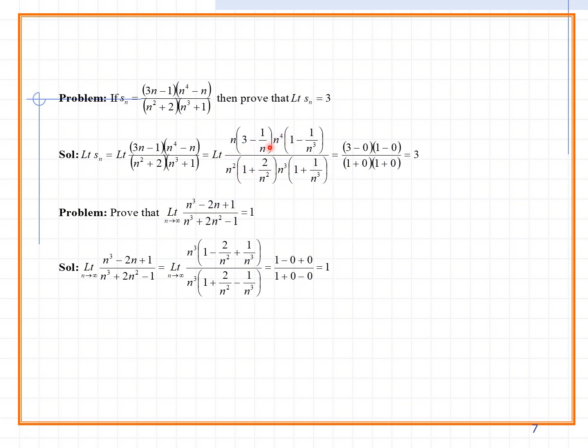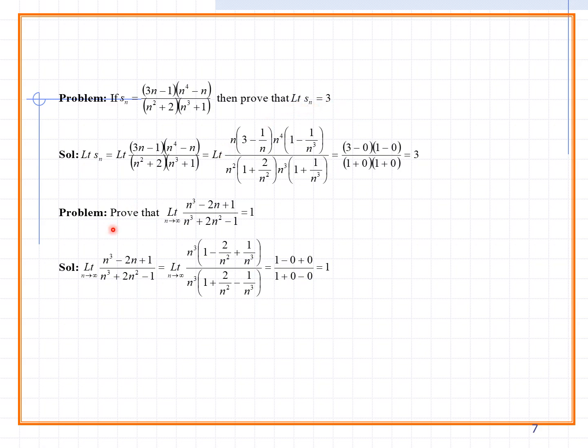After that, n is replaced by infinity. 1 by infinity is 0. So we get 3 minus 0, and 1 minus 0, over 1 plus 0 and 1 plus 0. The ones cancel, and you get 3 by 1, which is 3. So the limit as n tends to infinity of Sn is 3.